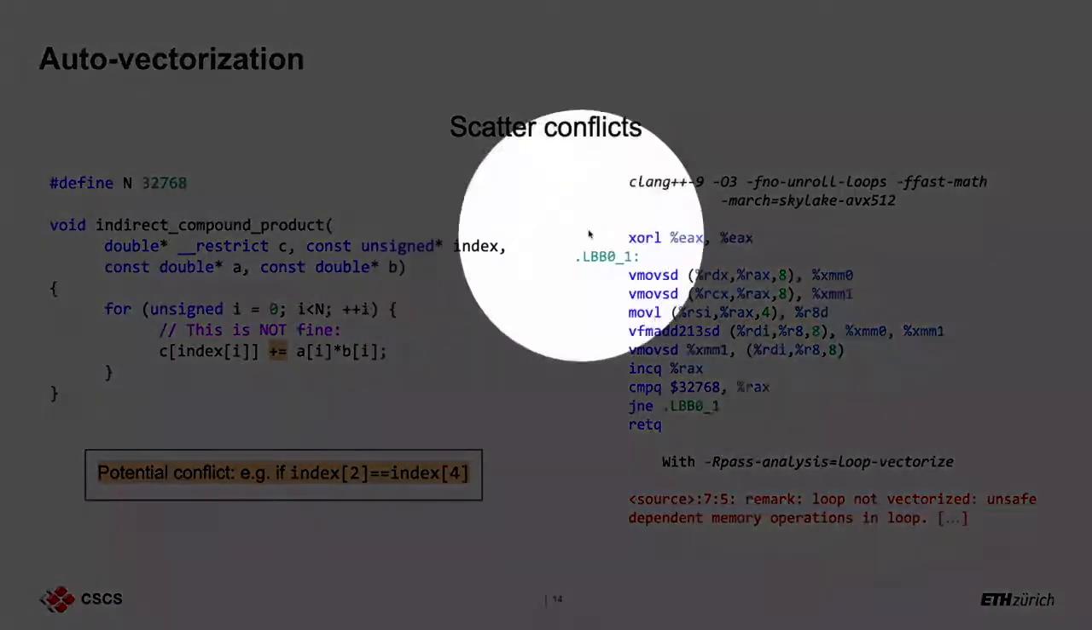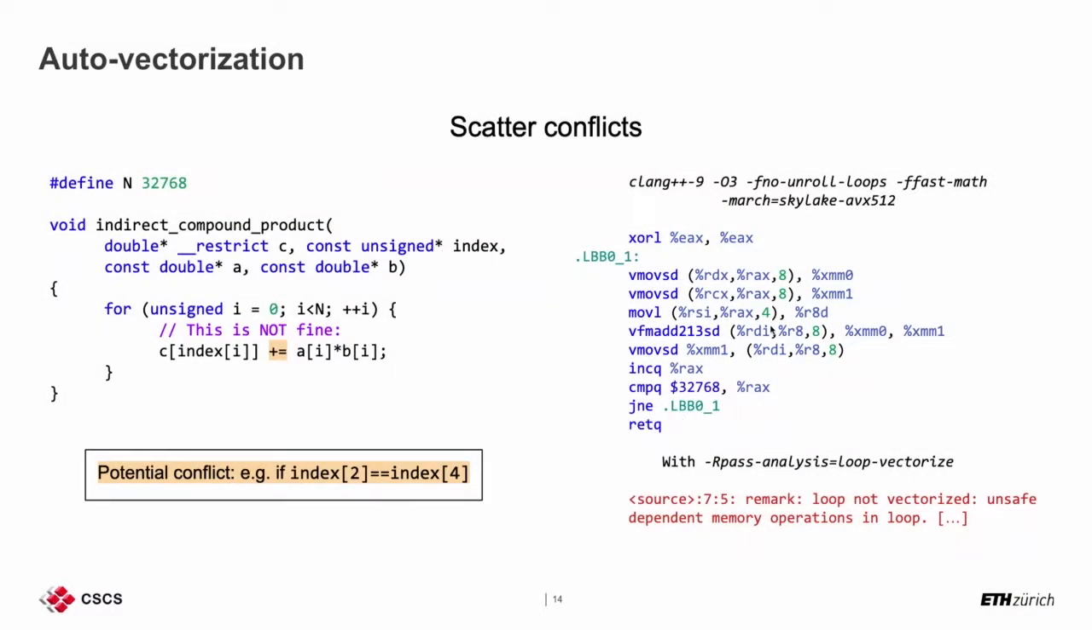And you look on the right-hand side, and you've got all these XMMs again, and the SDs, and it's all serialized. And we can even ask Clang, why did you not vectorize my code? And it tells us that there is an unsafe dependent memory operation in the loop. And this is because our indexes can overlap. Index 2 could be equal to index 4, meaning that I need to add 2 values to the same location in memory. And Clang said, look, I just don't know. I'm just going to serialize everything.